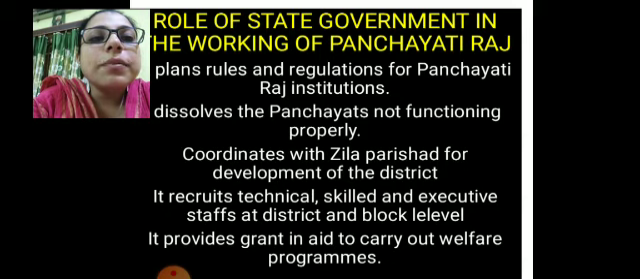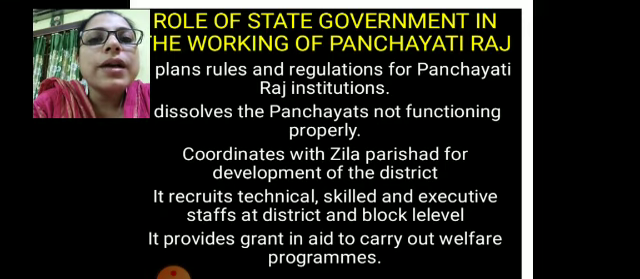It dissolves the panchayats which are not functioning properly. It coordinates with the Zila Parishad for development of the district. It as well recruits the technical, skilled and executive staff at district and block levels. It provides grants in aid to carry out welfare programs at the village level.